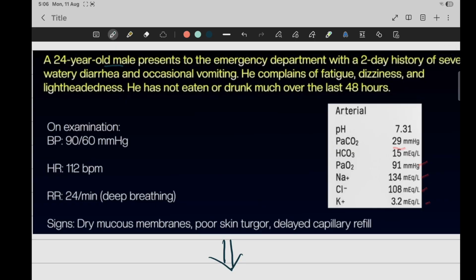Okay, then his ABG: the pH is 7.31, PCO2 is 29, bicarb is 15 and PO2 is 91, sodium 134, potassium 3.2 and chloride 108.